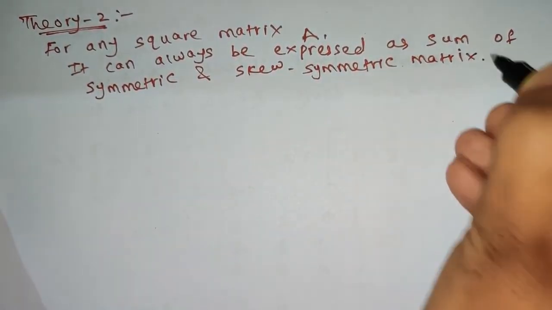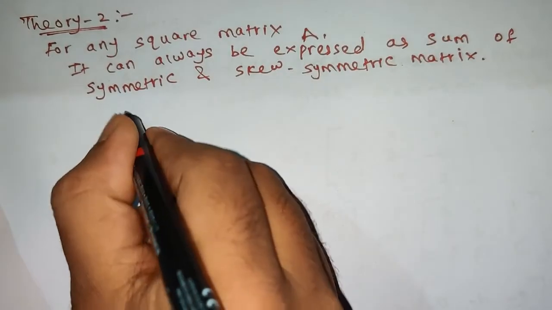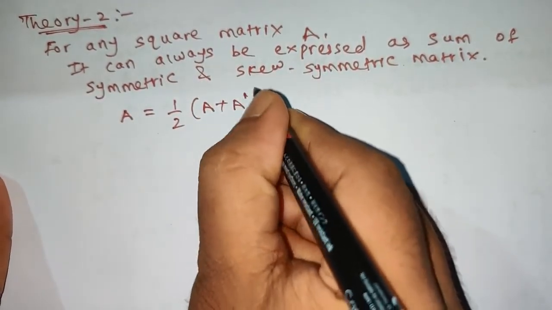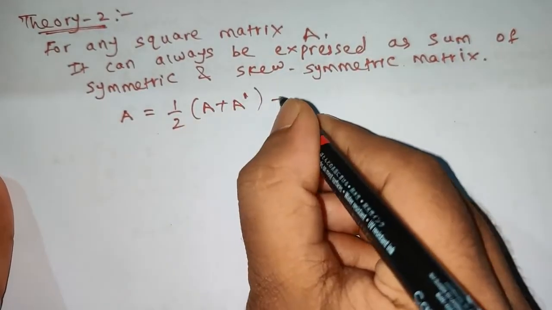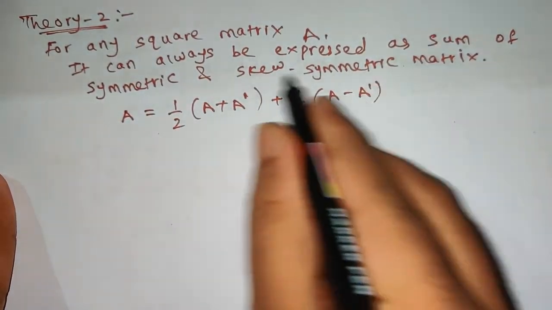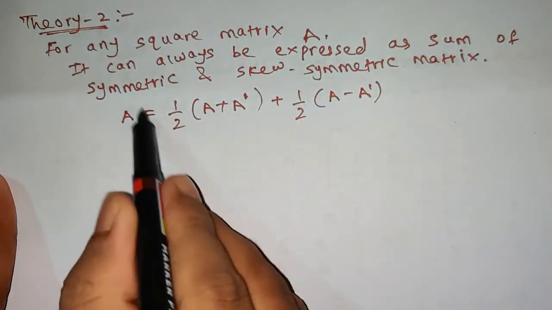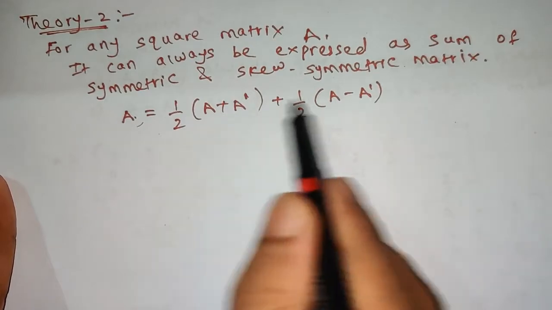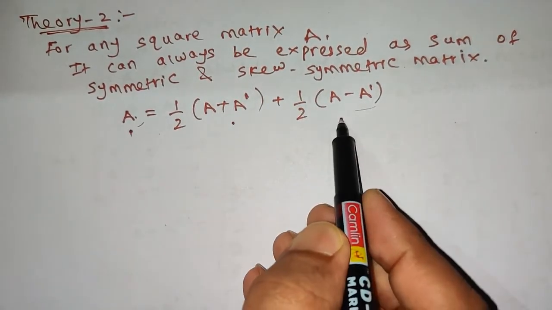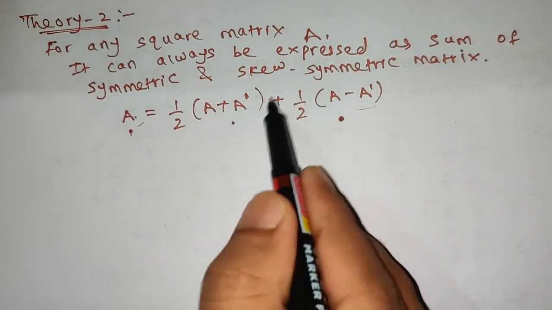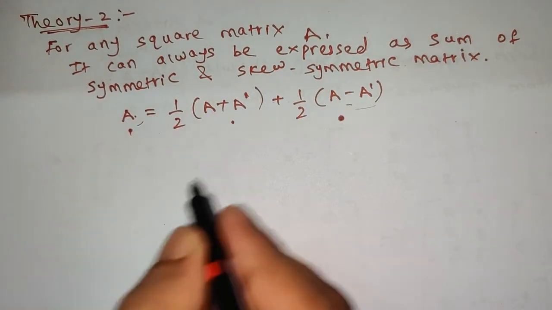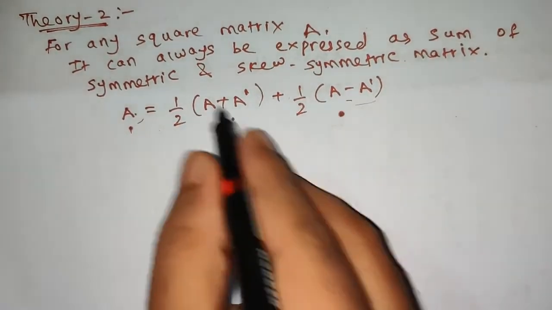And how can it be expressed? As we already know, A can be expressed as half A plus A transpose, this is our symmetric matrix, plus half A minus A transpose. So this is the general representation of any matrix in the form of a symmetric and skew symmetric matrix. In exams, questions may come based on this.